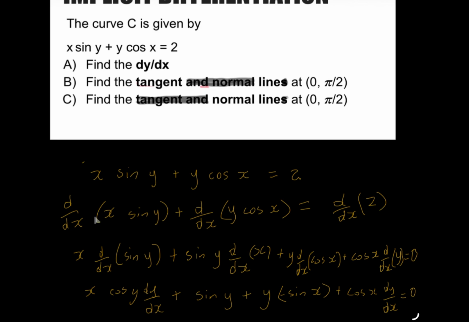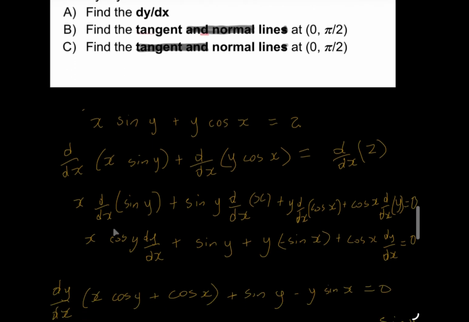Now notice both terms here, they are products. So we've got to use the product rule on each of them. So we have x times d/dx of sine of y plus sine of y times d/dx of x. That's the product rule for the first term above. And then plus y times d/dx of cos x plus cos x times d/dx of y. That's the product rule for the second term above. Equals 0. That's the d/dx of 2 is equal to 0.